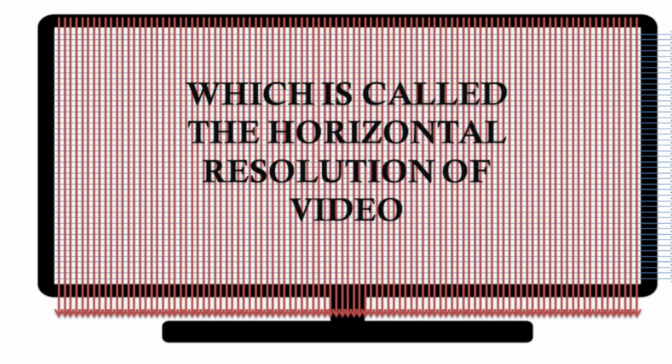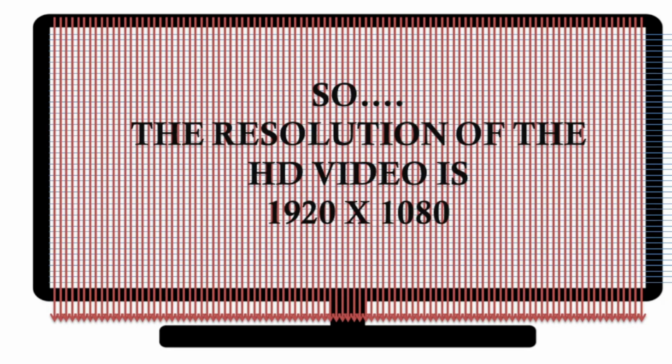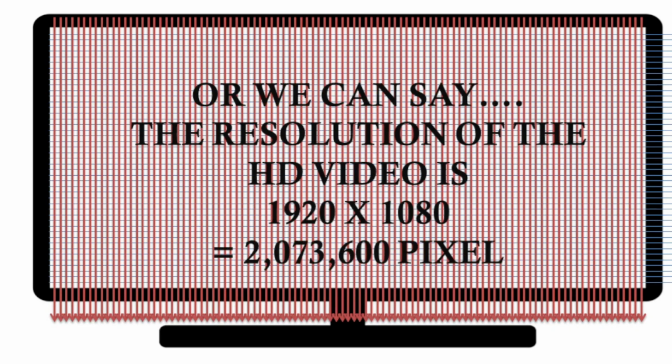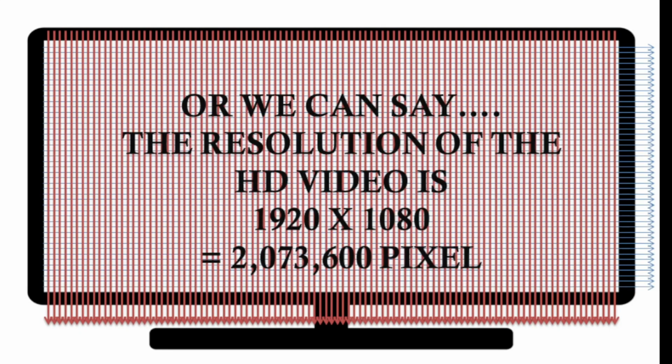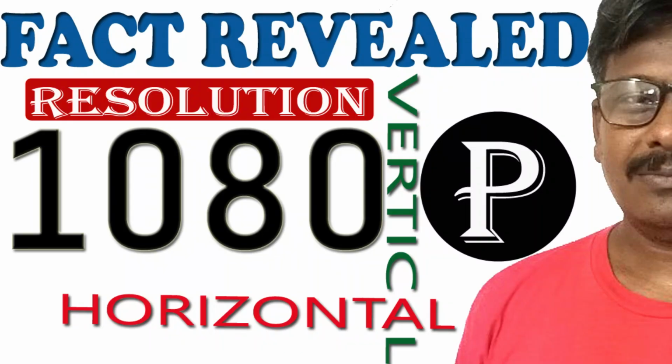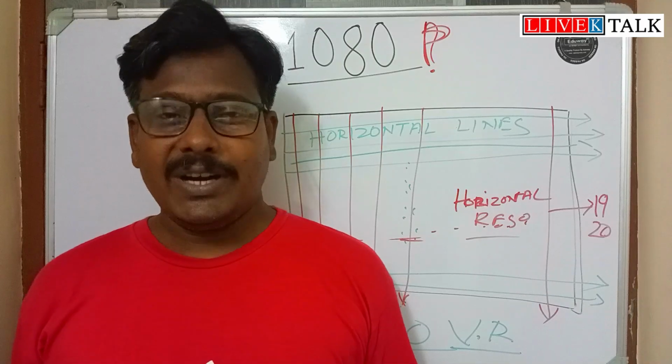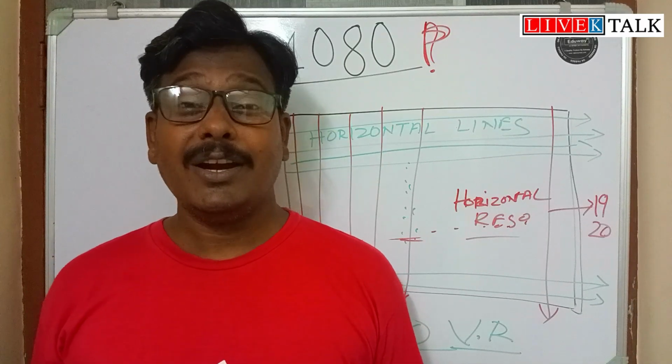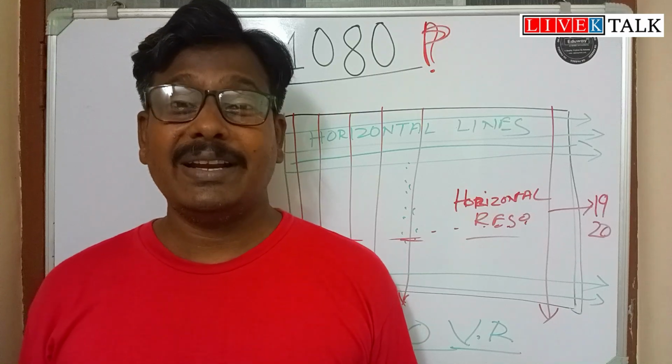And here, which one is the pixels? Pixels are the intersecting points of horizontal lines and vertical lines. So the resolution of the HD video is 1920 into 1080, which equals 2,073,600 pixels. So friends, I hope now it is clear to you what is 1080p.